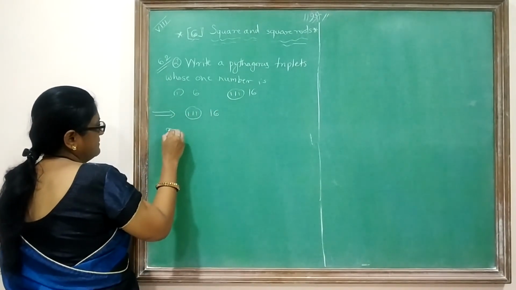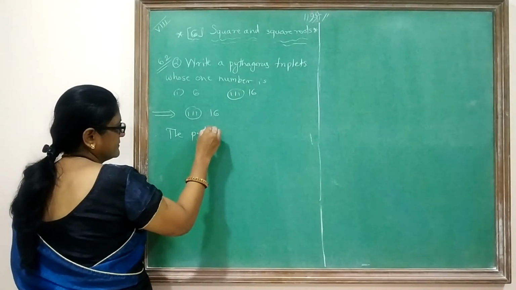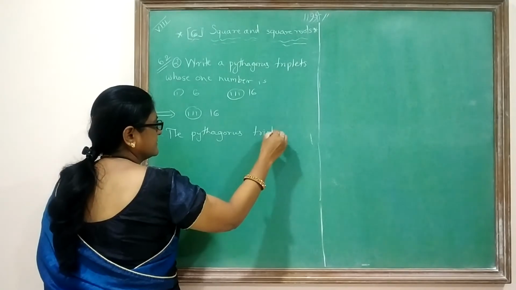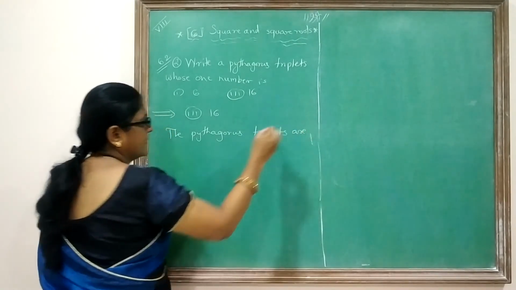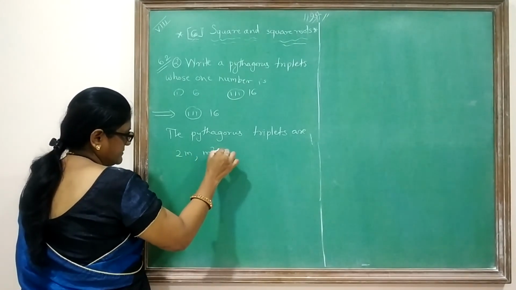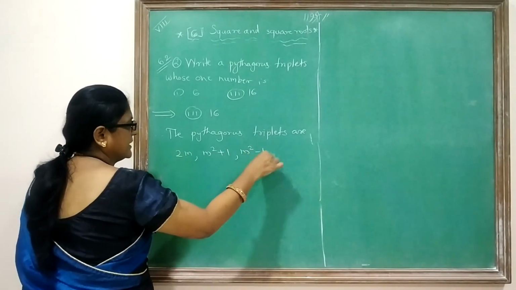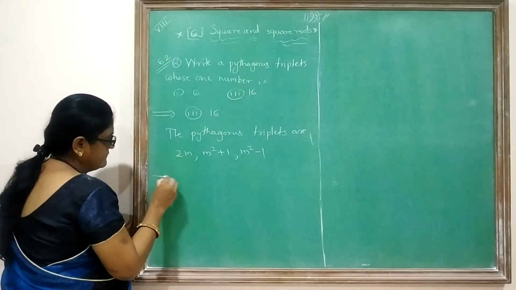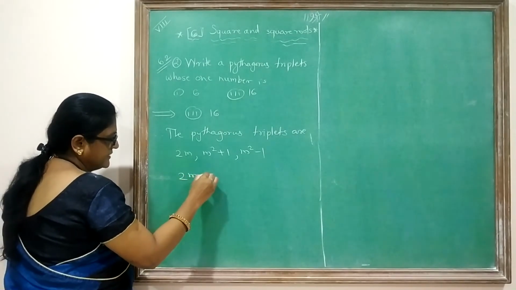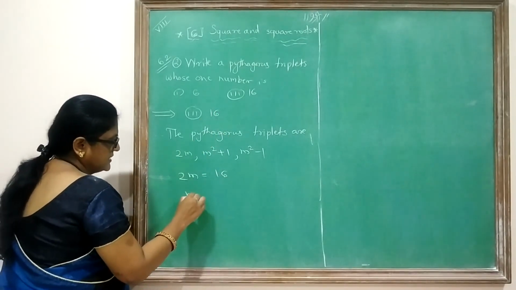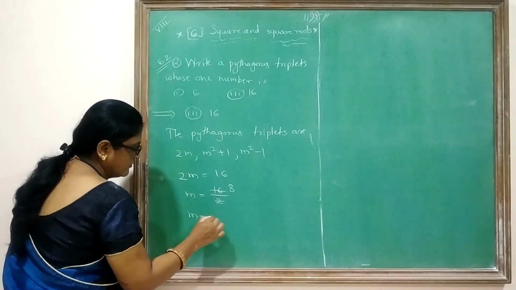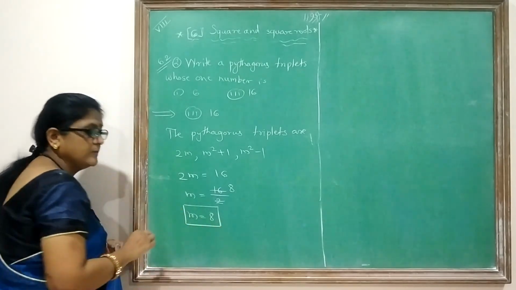Then the Pythagoras triplets are, which are the Pythagoras triplets? 2m, m² plus 1, m² minus 1. What is your m value? Means first you will find your m value. Then you will write here 2m equal to 16. Then m equal to 16 by 2, that is 2 eights are 16. That is m equal to what? 8. Means your m value is 8.